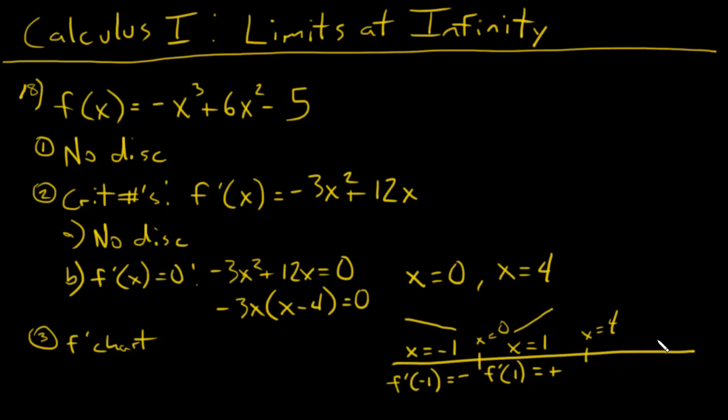Slope is up. Finally, I need a value greater than 4, maybe x equals 10. f prime of 10 is going to be negative 300 plus 120, definitely negative. So it is going down. That means at x equals 0, I have a min, and at x equals 4, I have a max. Okay, not too bad so far. So we're going to clear this and go to the next screen.